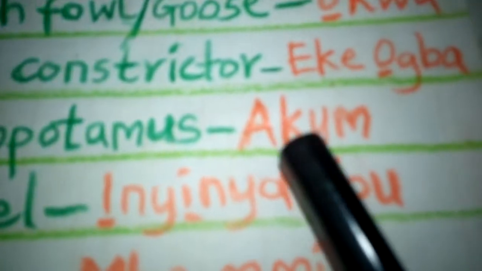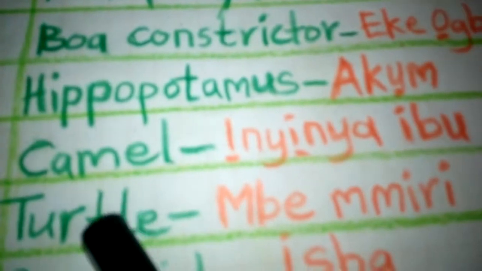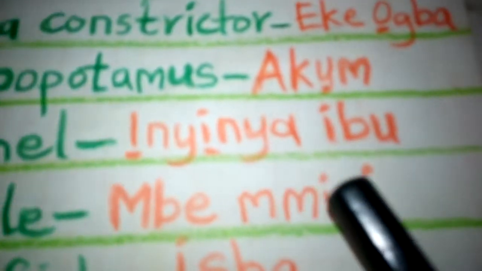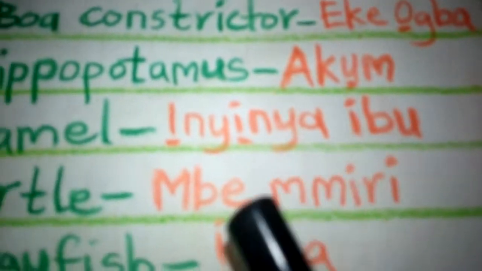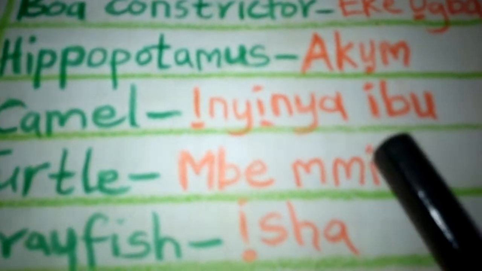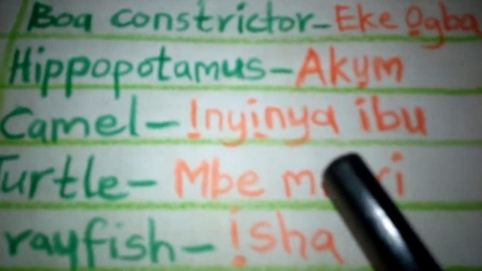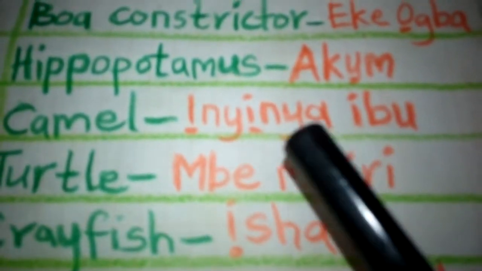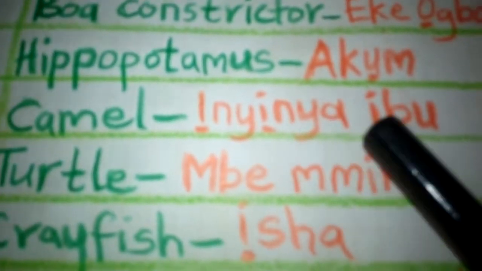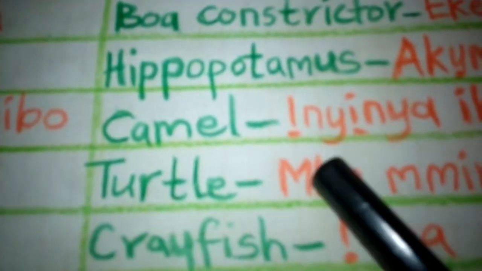Hippopotamus. Akum. Camel. Inyinya ibu. For carrying something. Inyinya ibu. Ibu is your property, all the things that's your things. Okay? Ibu. Inyinya ibu, that's he carries something. Okay?